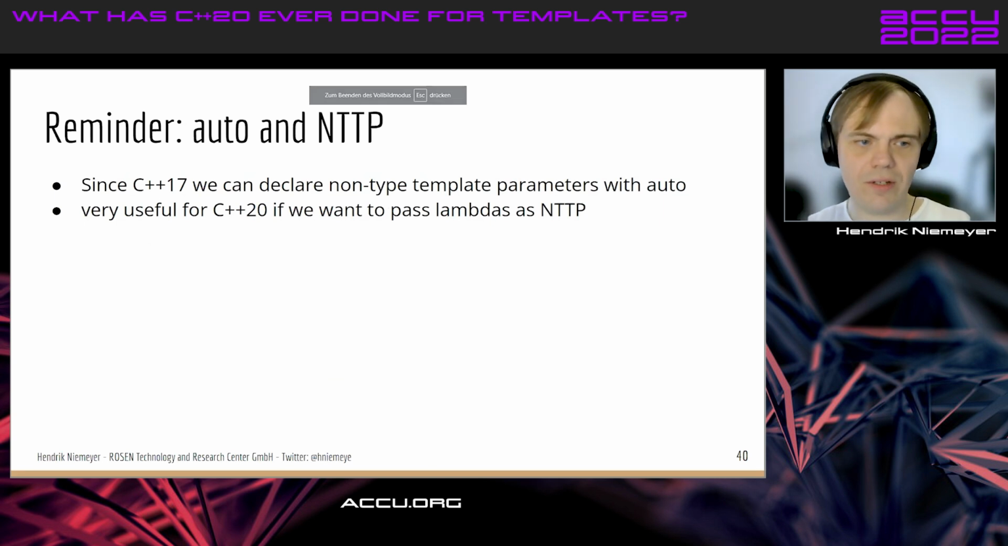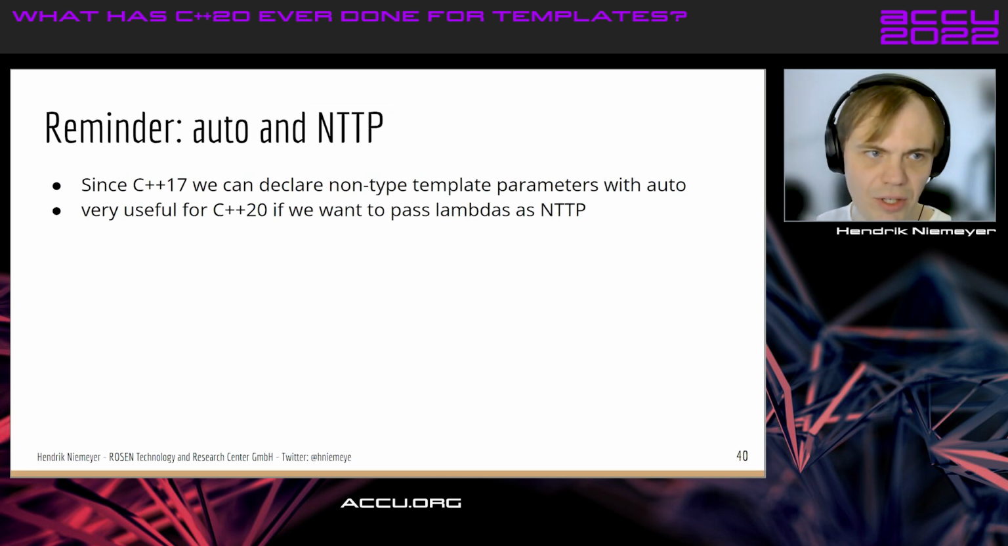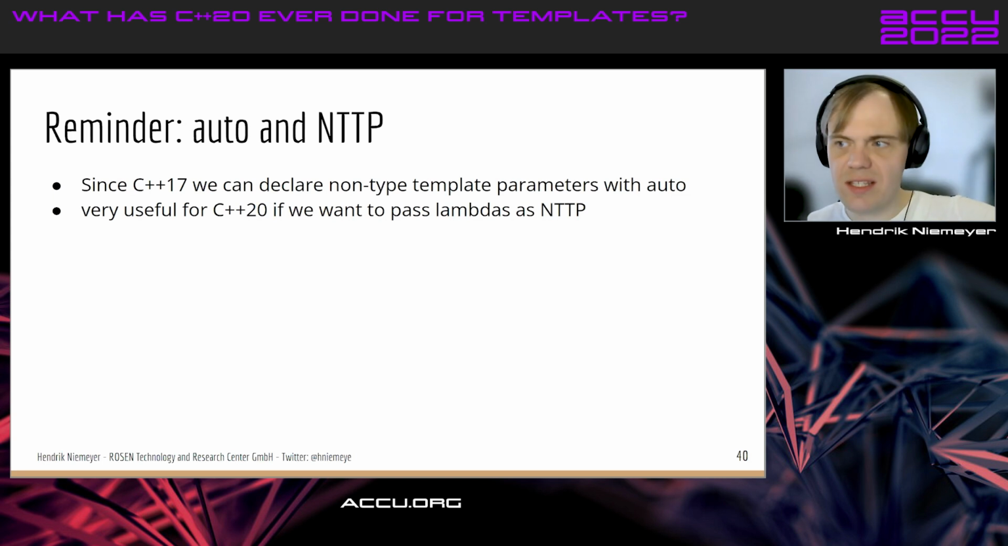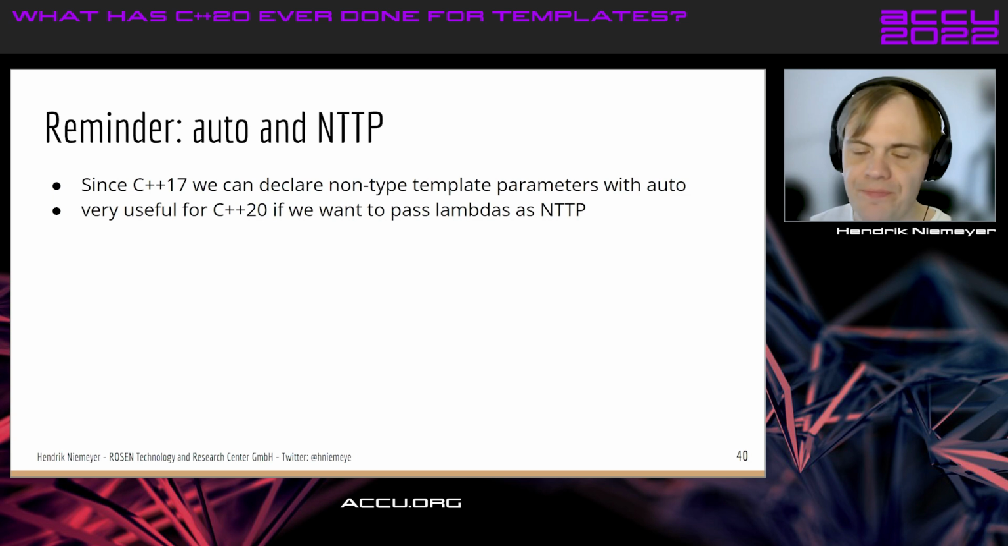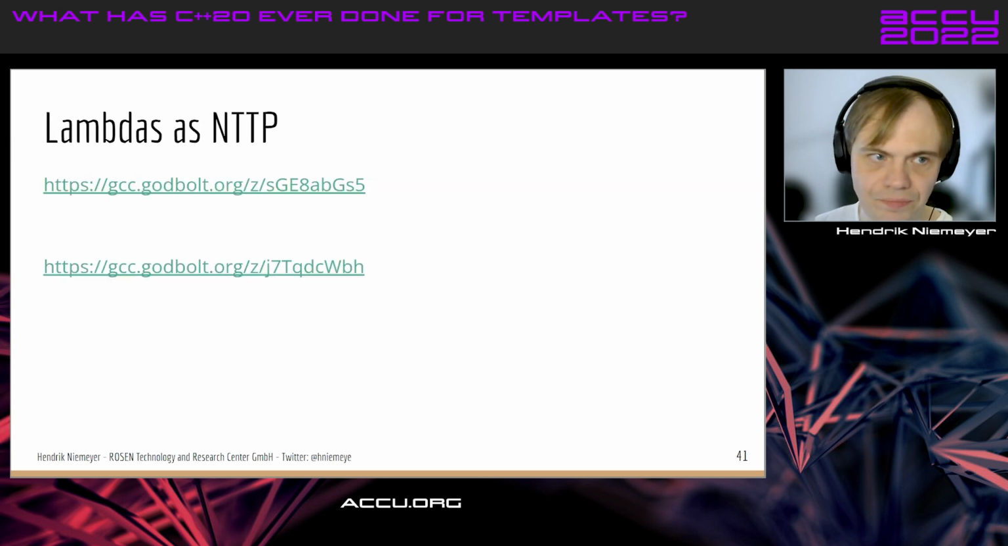So before we have a look at the next new features, a quick reminder. Since C++17, we are allowed to use non-type template parameters with auto. So we can write template auto x. And this feature is really, really useful for C++20 if we want to pass lambdas as non-type template parameters. Let's have a look at examples here.